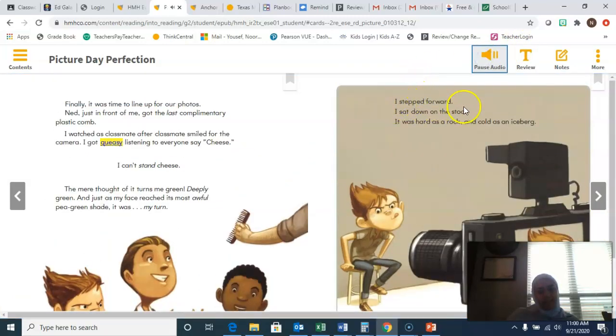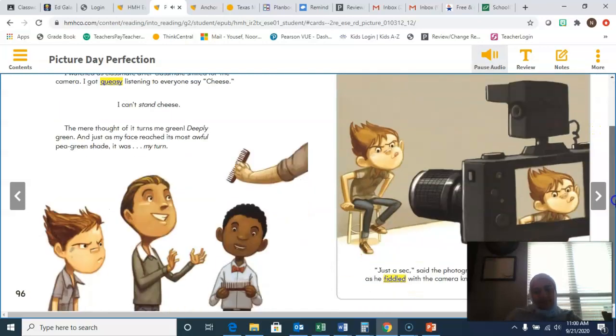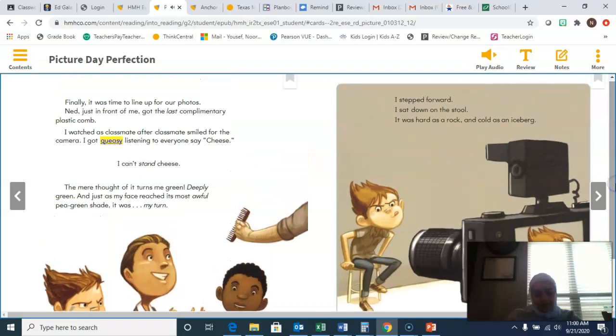I sat down on the stool. It was hard as a rock and cold as an iceberg. Just a sec, said the photographer as he fiddled with the camera knobs. Oh no, just a second.